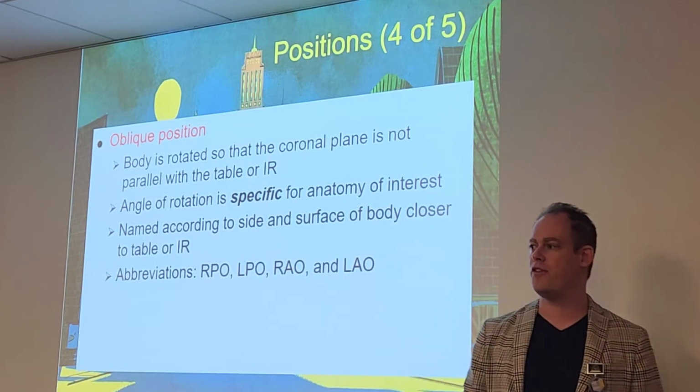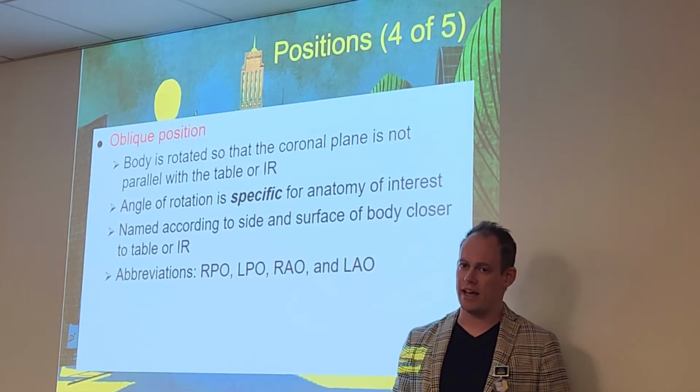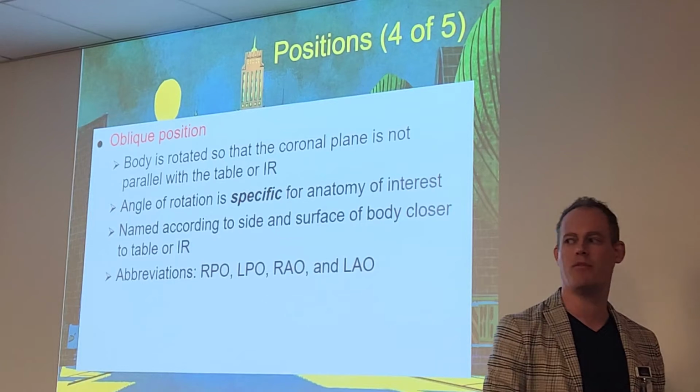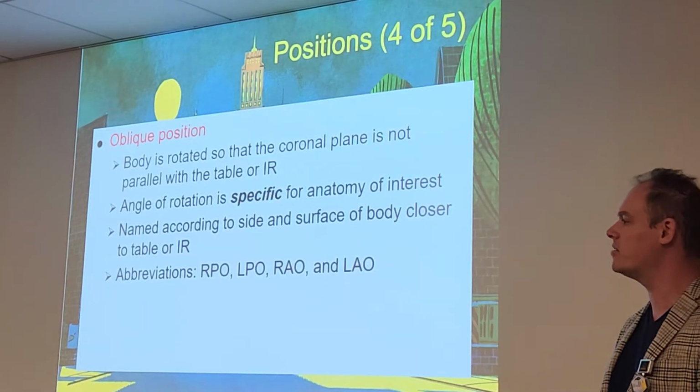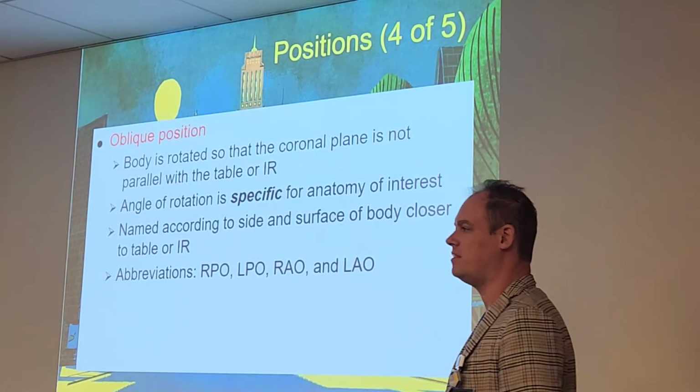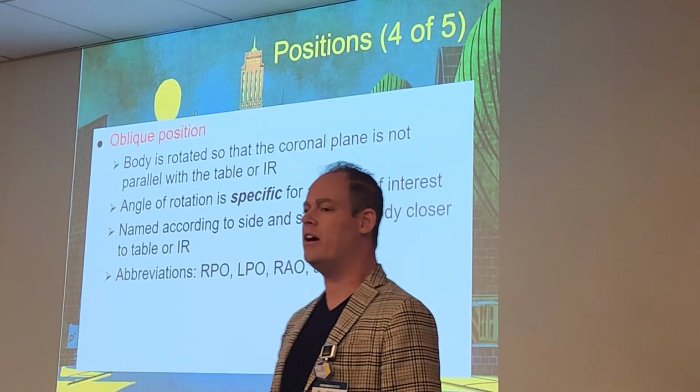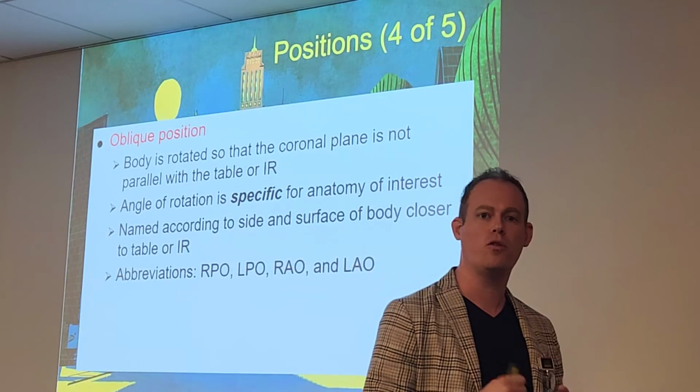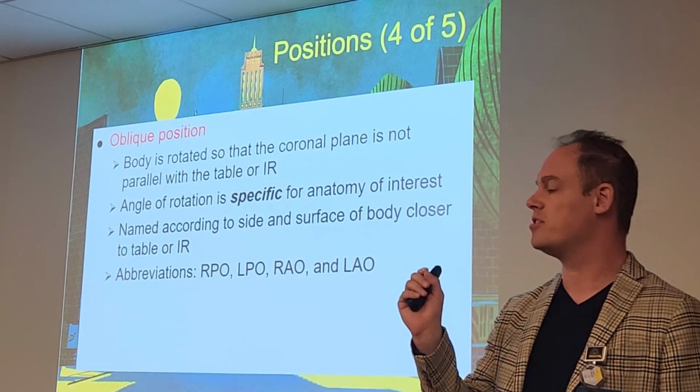Now the rotations do vary. It depends on what anatomy we're looking at. Once again, the most common type of oblique position will typically be 45 degrees. And there's our abbreviations: RPO, LPO, REO, LEO. If you know the full words, you can figure out exactly how that position looks.